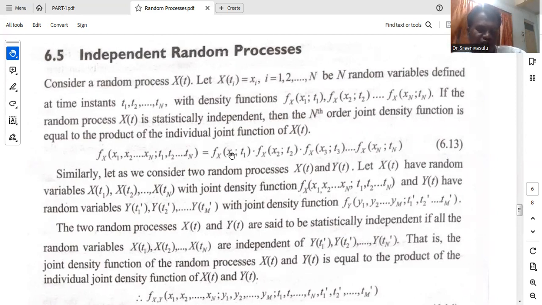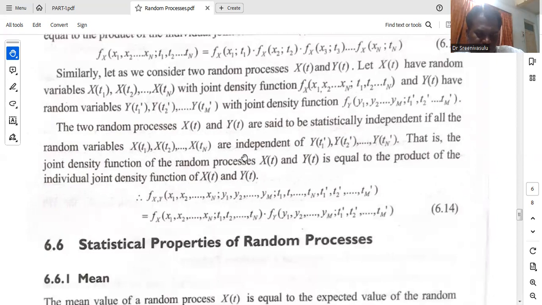Like joint density function fXY(x, y) is equal to fX(x) into fY(y). In a similar fashion, whenever we have an independent random process, at time t1 whatever the x1, at time t2 whatever the x2, at time t3 whatever the x3, the corresponding density functions are independent. We are going to write these all like events, but as functions of time. So that is the independent random variable concept.